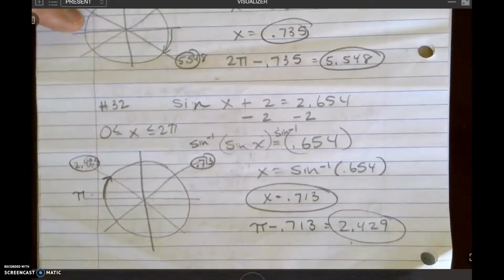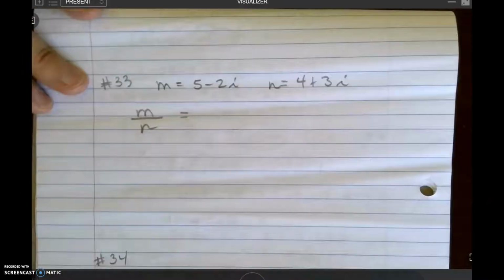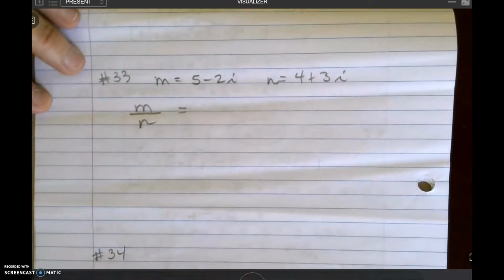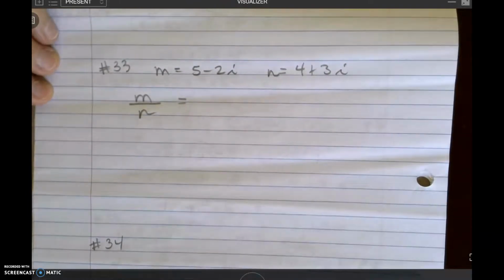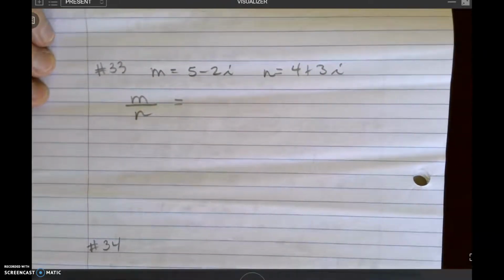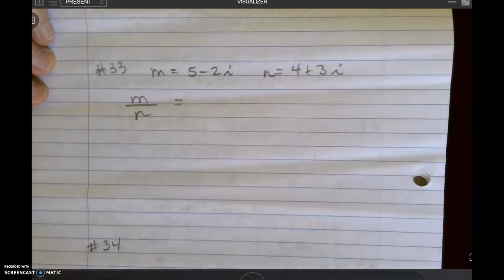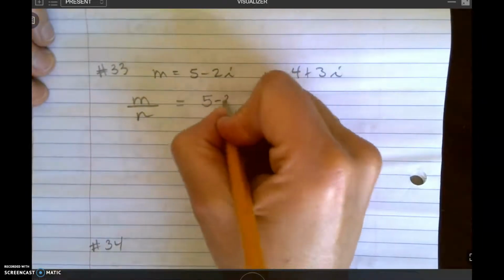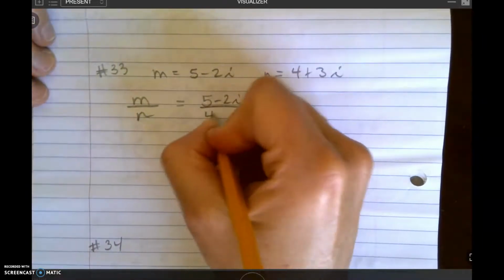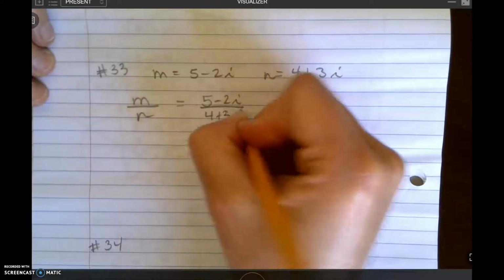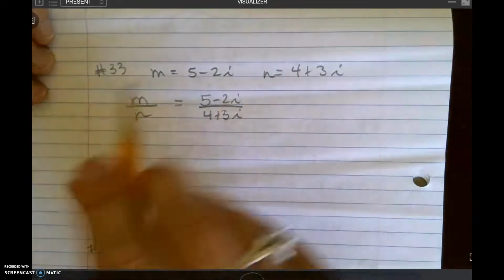And those are my two answers for 32. Right, 33 and 34 have me working with imaginary numbers. I'm told that m is 5 minus 2i and n is 4 plus 3i, and I need to divide m by n.